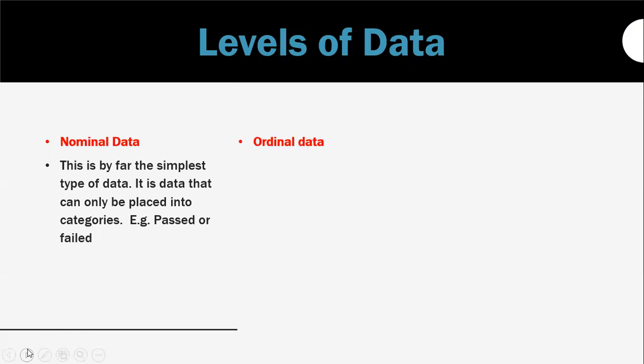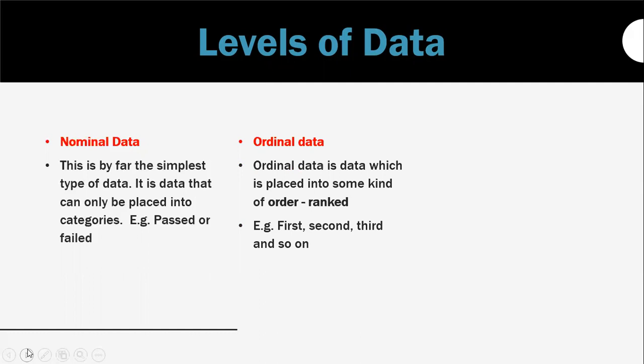Our next level of data is called ordinal data. I like this one because ordinal, order. Remember, simplify the word. And this is the level of data that is a little bit more sophisticated than our nominal data. And actually, we can place this data in order. We can rank it. You all know what ranking, who came first, second, third, fourth.